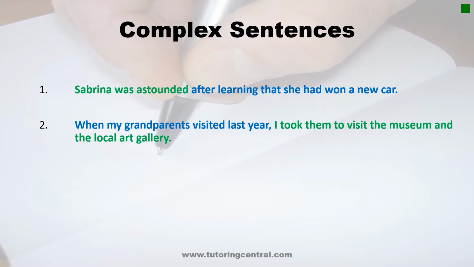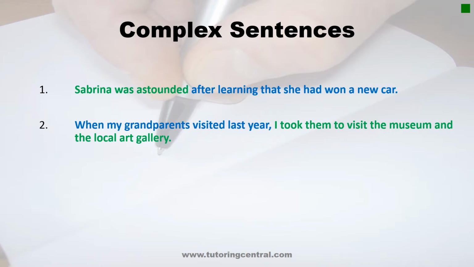We don't have any subordinating words, so we're not waiting for anything else. Now, we might want to know why she was astounded, but that could be another sentence. The blue part, after learning that she had won a new car, that can't stand by itself, can it? If you walked up to someone and said, after learning that she had won a new car, your listener would be waiting. What happened after learning that she had won a new car? So that is a dependent clause, but joined together, it creates a complex sentence.